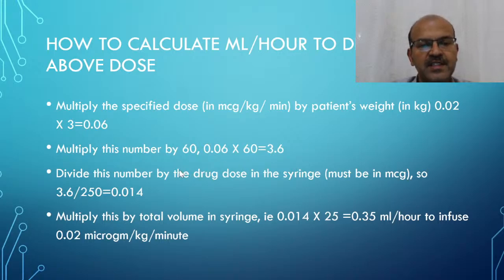And you have to divide this by the drug dose in the syringe, which is in microgram. So 3.6 divided by 250 is 0.014. And you have to multiply this by the total volume in the syringe, which is 0.014 times 25. That is 0.35 ml per hour to infuse to get 0.02 microgram per kilogram per minute.